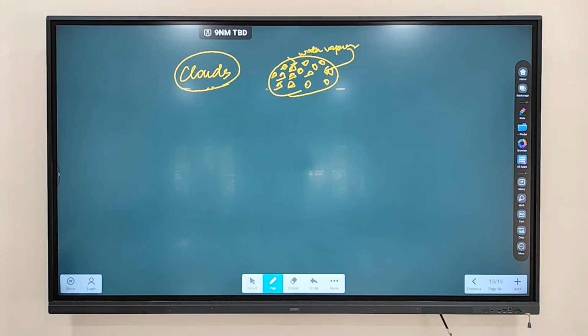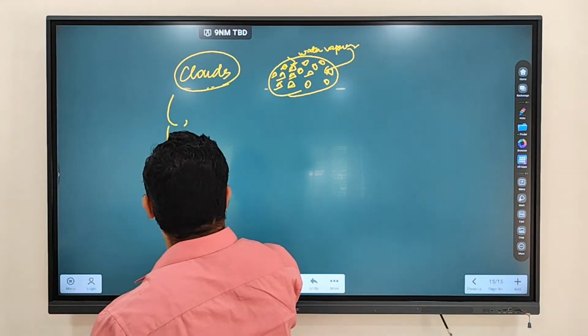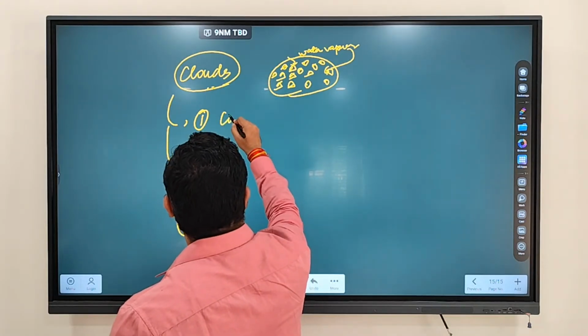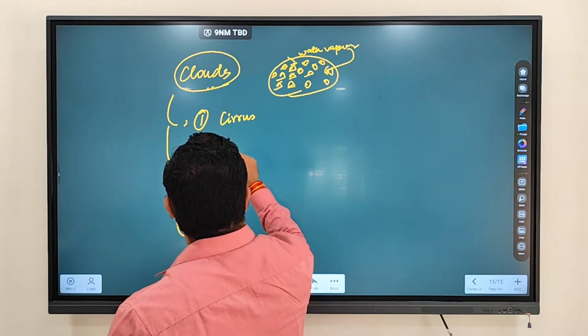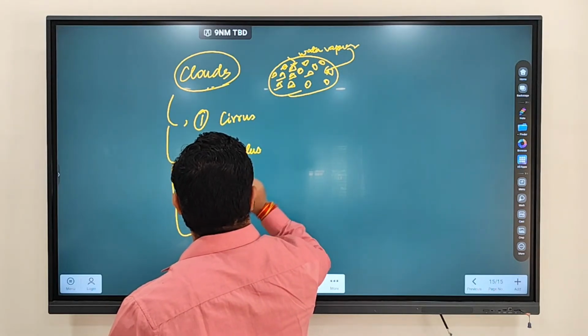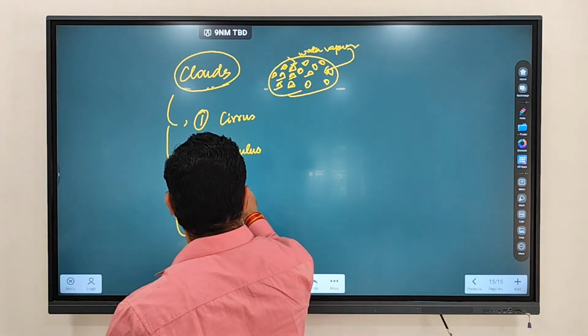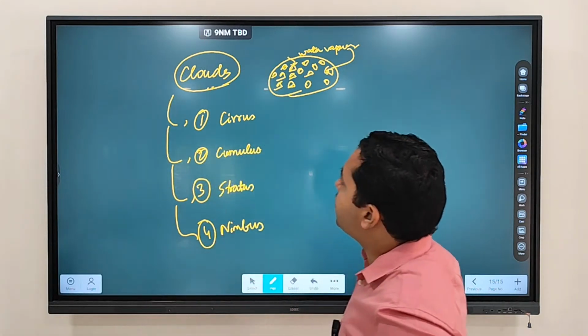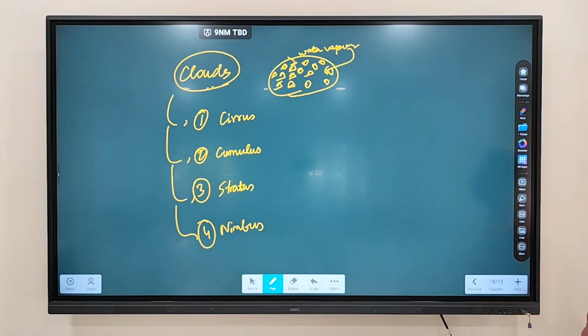Fine. Primarily based on the shapes of the cloud, we classify clouds into 4 major types. These are referred to as cirrus, cumulus, then you also have stratus, as well as nimbus. So based on the appearance or the shape, you classify clouds into 4 types: cirrus, cumulus, stratus and nimbus.